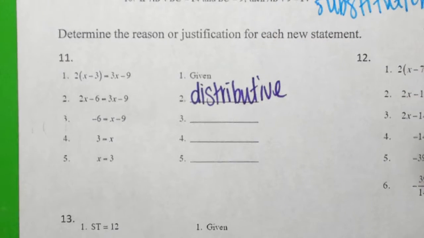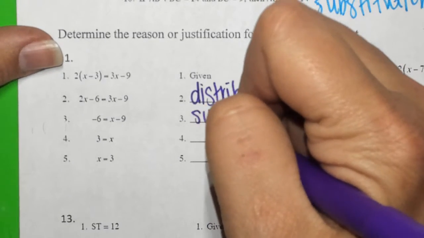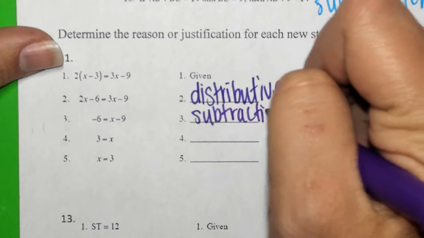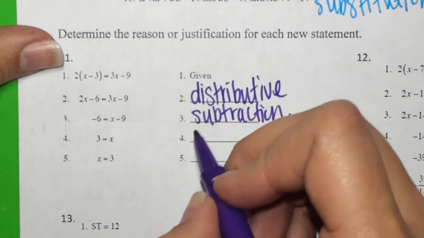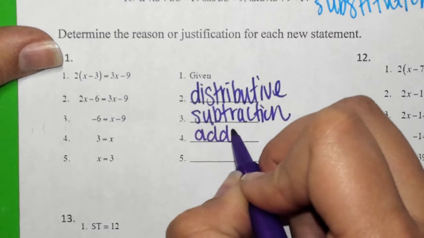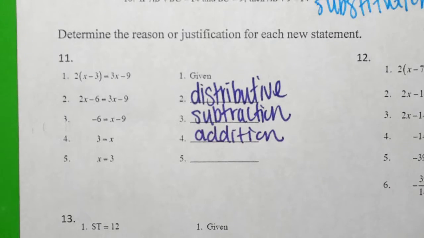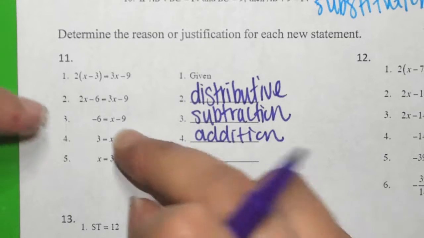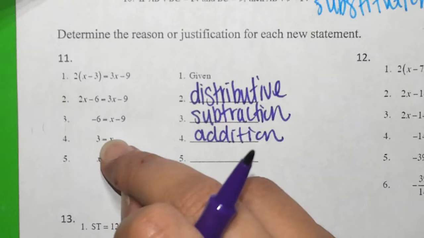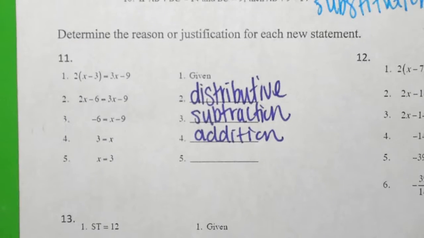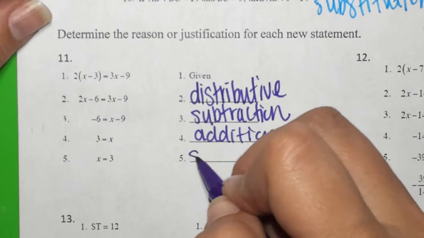Can anybody raise their hand and tell me what we did for 2 or 3? Subtraction, take a point. Nakia, tell me what it is for 4. Addition. And Taylor, can you tell me what they did from 4 to 5? It's not reflexive. Reflexive is when it's the same on both sides. So it'd be like 3 equals 3. But when it flips, what is it? It is symmetric. Take a point.